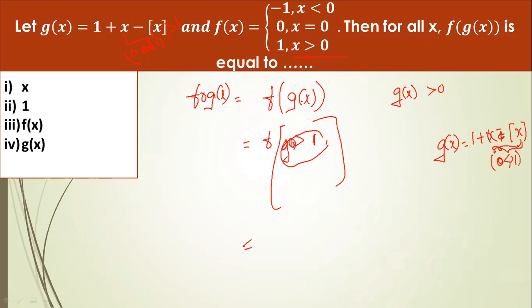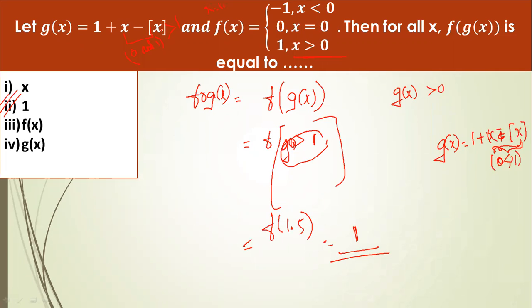g of x is always greater than 1. If I put some value greater than 1 into f, suppose x is equal to 1.5, what is f of 1.5 then? It is 1. So f composition g of x is always 1. So the correct answer is option 2. I hope you have understood.